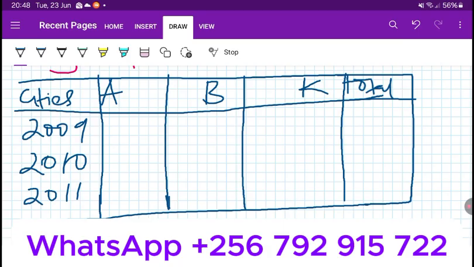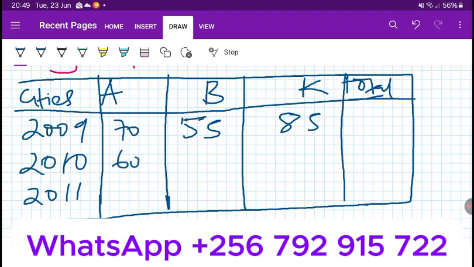So in 2009, in city A we recorded maybe 70 crime cases. City B 55. City C we recorded maybe 85. Then you can record going the other side. You add 70 plus 55 plus 85, you put the total the other side.